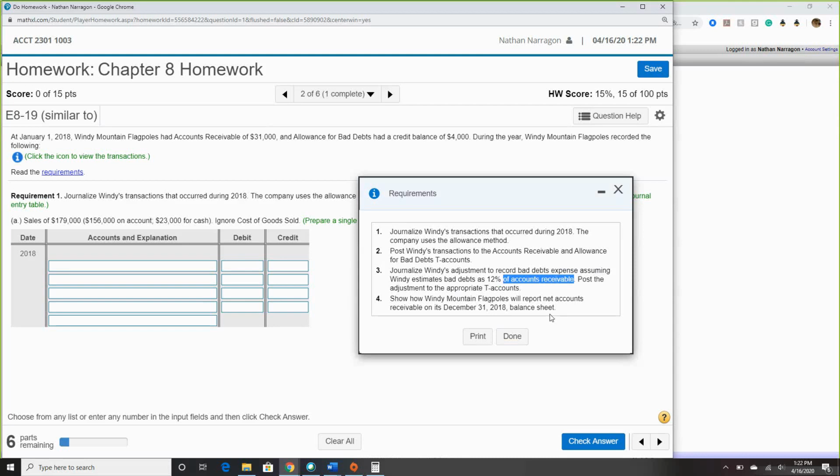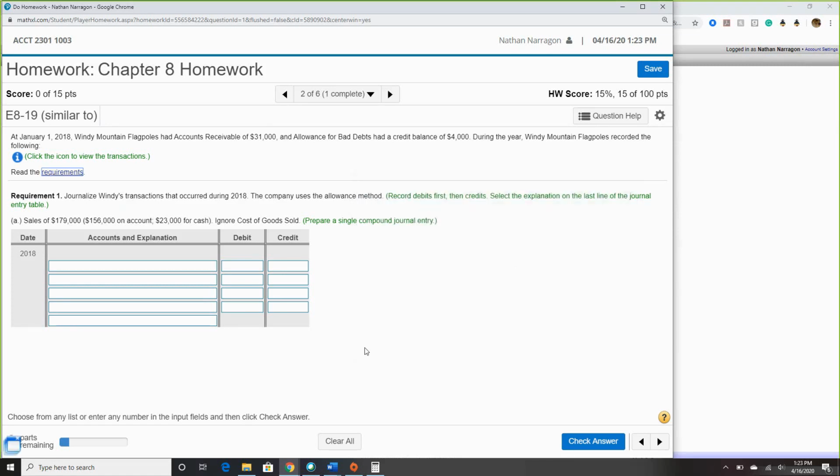So this is the thing with this one. This one will care about what's in allowance for doubtful accounts. So, you know what? Why not? I'm going to do it real quick. I'll do the journal entries to get to that point so I can show you how that works. Cash.